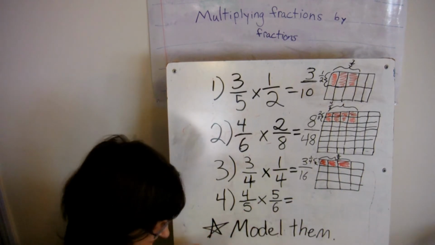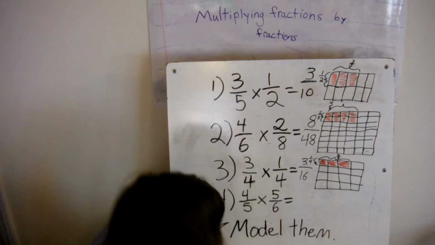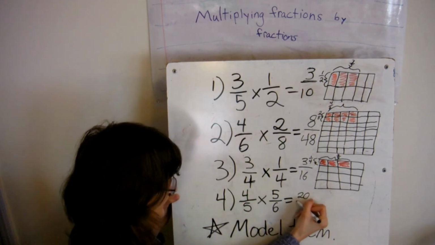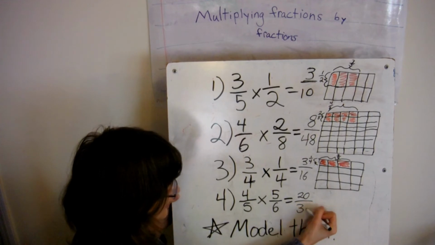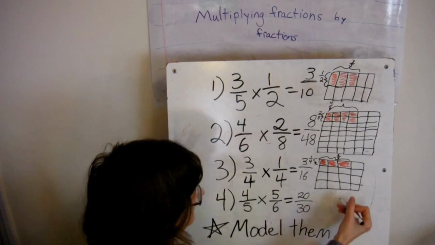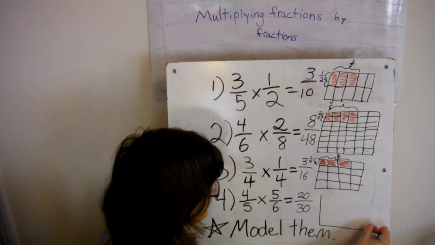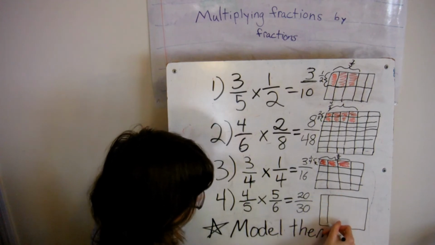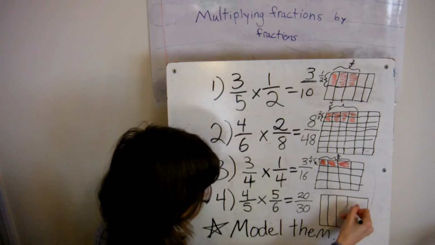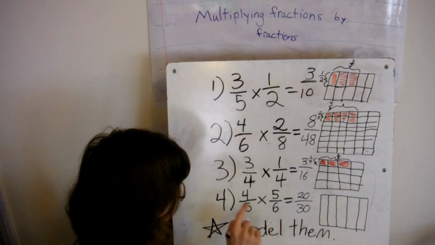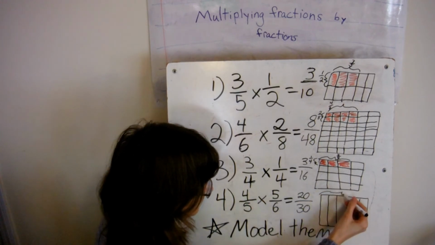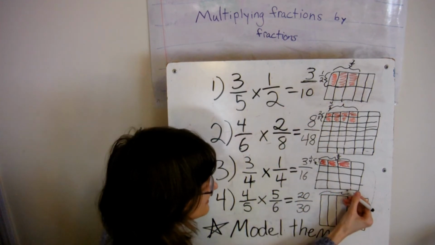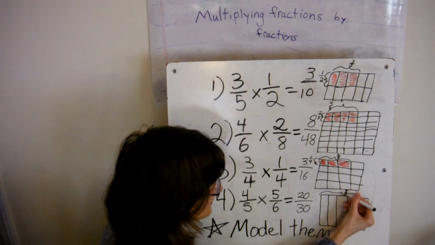Okay, last one. 4/5 times 5/6. 4 times 5 is 20. 5 times 6 is 30. I feel like we're going to get a lot of squares again. Okay, so starting off, split it in 5ths. Right, and label 4 out of the 5, so label your 4/5. You would probably want yours to be spread out a little bit more so you have more room to label, right? Make it a little easier for you.